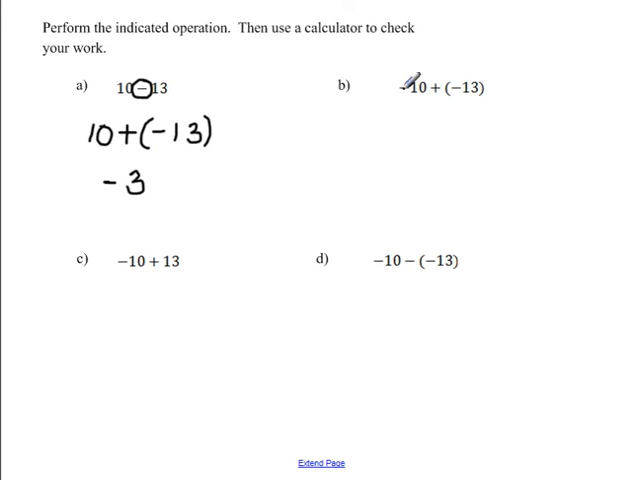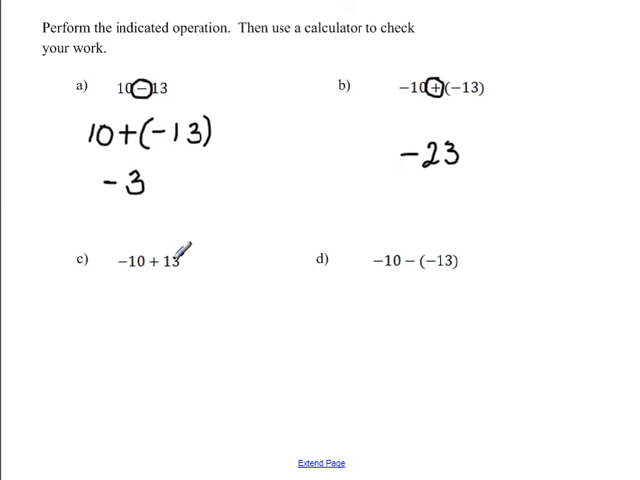For our next problem, negative 10 plus negative 13, notice this one already is an addition problem, so we don't need to change anything. Be careful now that we've been doing a lot of subtraction problems. We don't want to go and start changing everything if I don't have to. Negative 10 plus negative 13, the signs are the same, so we're going to take the sum, add them, and keep the sign. 10 plus 13 is 23, and because they're both negative, my final answer is going to be negative 23.